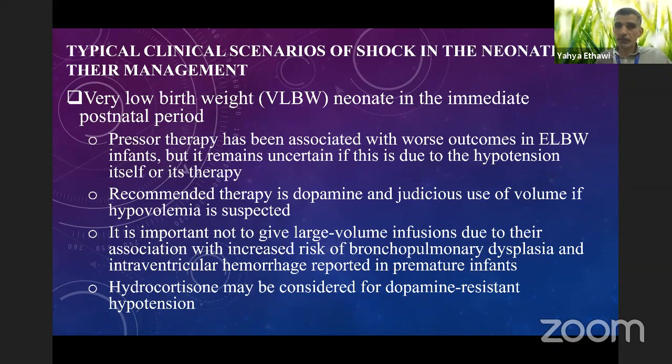When we use pressor therapy in a premature baby, we are worsening the outcome. The outcome when using pressor is usually poor, but we don't know whether this is related to the use of inotropes or pressor agents, or because of the severity of the hypotension.